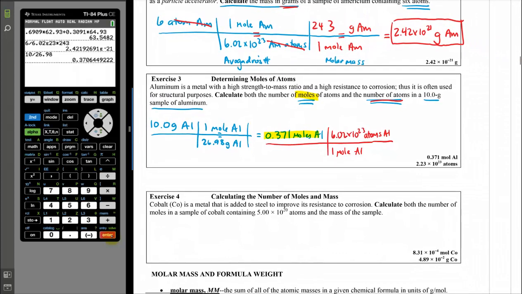But if you have the ability to store constants as letter shortcuts in your calculator, I would certainly encourage you to do that. So now to get the answer for my atoms, I just need to multiply my previous answer, which is still in my calculator there, times 6.02 times 10 to the 23rd. So I'm going to take my answer from the previous question times 6.02 E23. And there it is, 2.23 times 10 to the 23rd. 2.23 times 10 to the 23rd aluminum atoms.